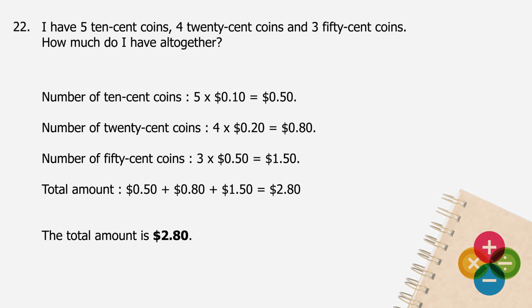Number of 50-cent coins will be, multiply 3 by 50 cents, and the product is $1.50. The total amount will be, add 50 cents to 80 cents, to $1.50, and the sum is $2.80. The total amount is $2.80.